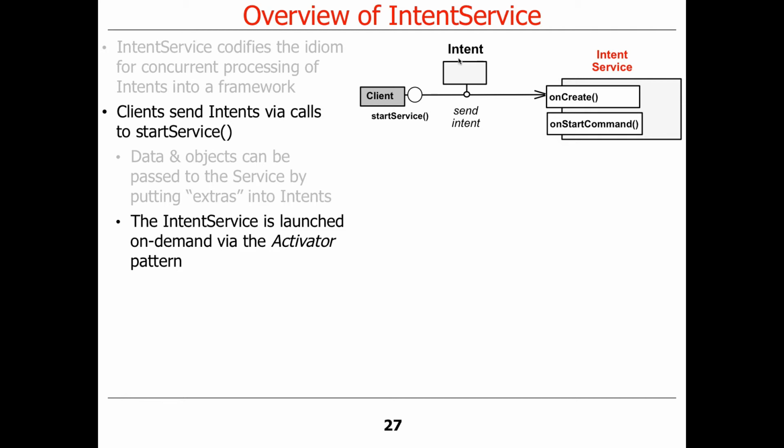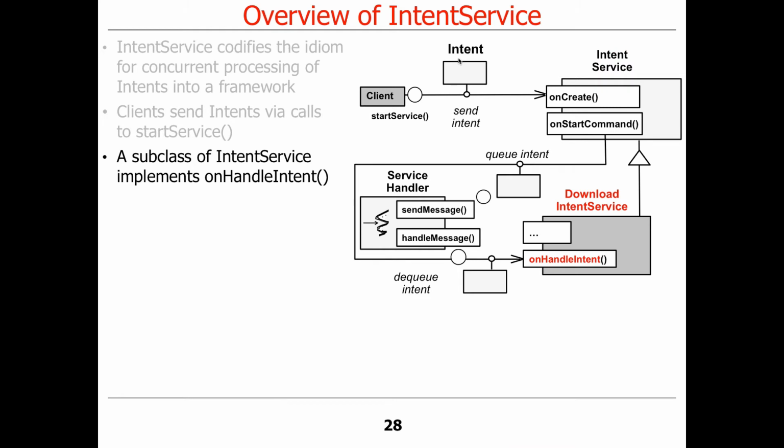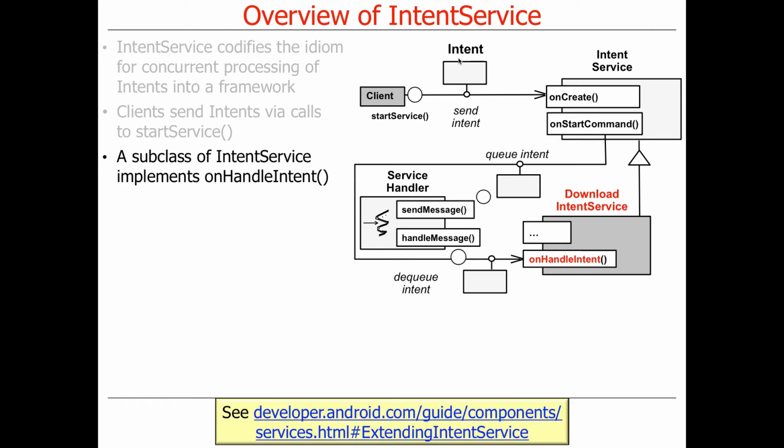The intent service is launched on demand via something called the activator pattern, which you can read about here. Basically it launches things on demand. We talked about that before. And then a subclass of the intent service is where the actual processing takes place. So you can see, everything here that's not red is stuff that is given to you by the framework, and then the red part is what you have to know something about.